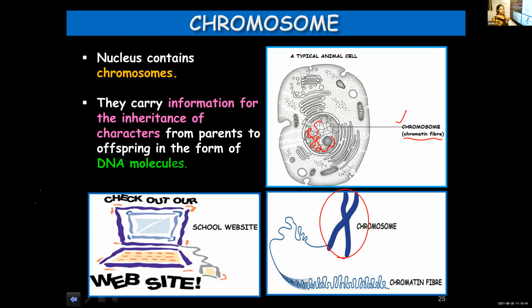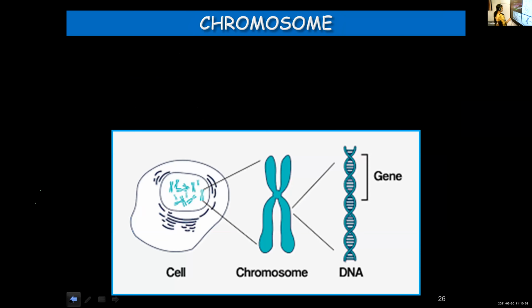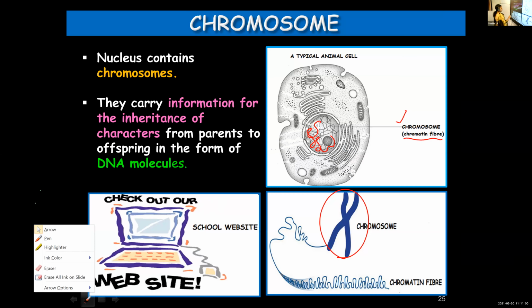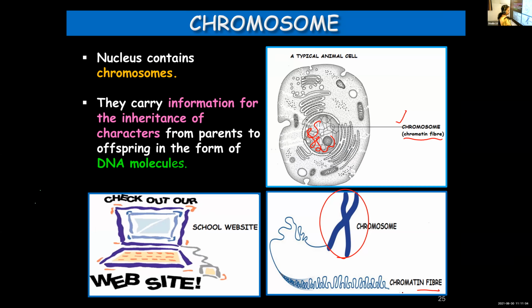But later, when the cell is about to divide, they'll become short and thick. So here in the figure below, the picture of the cell is shown. Just below you can see chromosome and chromatin fiber. When they are in the form of a thread, you call it chromatin fiber. And when they condense, you call it chromosome. So this is chromatin fiber, chromosome.